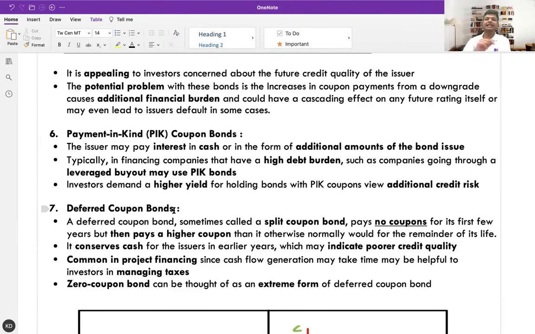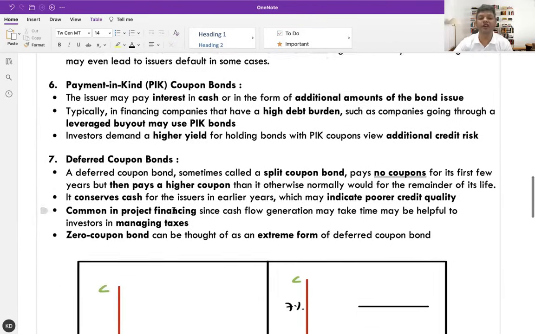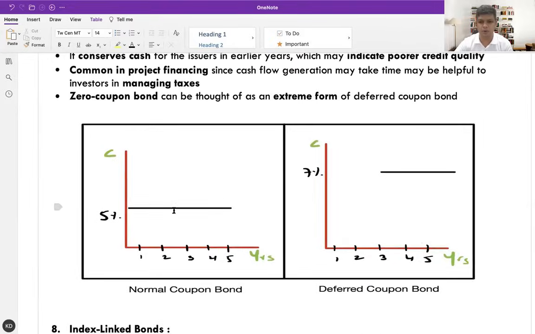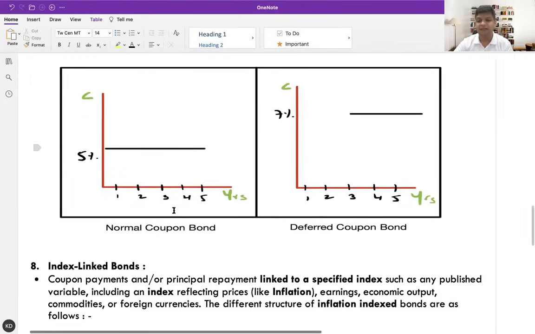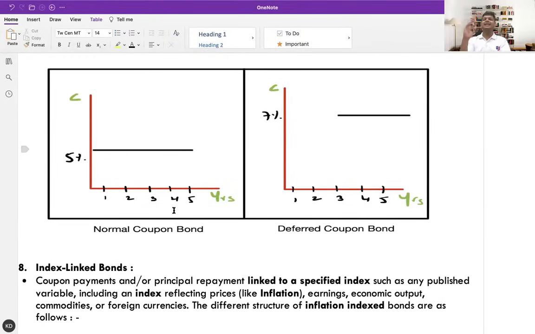Now there is another interesting thing that is called deferred coupon bonds. Deferred coupon bonds. Now I've made a diagram for you to analyze, and can someone tell me what you judge from this? Both are, let's say, 5 year bonds. What can you make out from these? What is a deferred coupon bond?